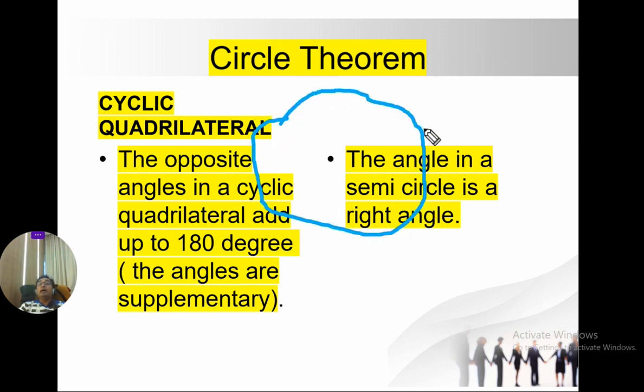There is a circle. When will it be a semicircle? When we divide this circle into two equal parts. That means that segment has to pass through the center. This is center C or O. So this semicircle subtends an angle on the circumference. What will be the value of this angle? As per the theorem it is a right angle, meaning 90 degrees, correct? So it is 90 degrees.